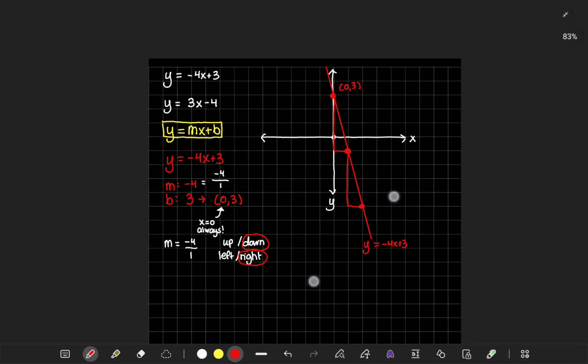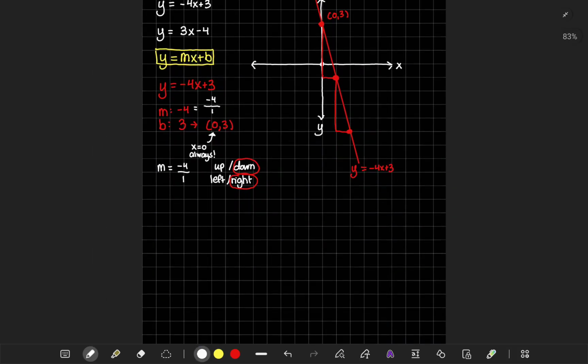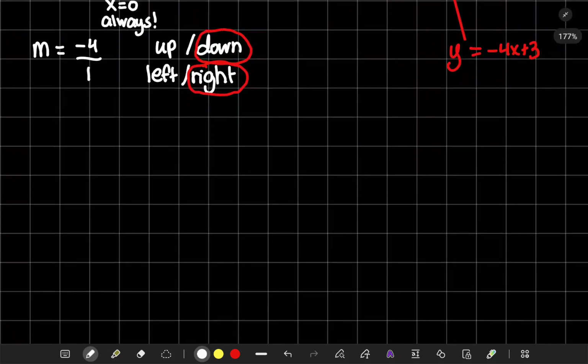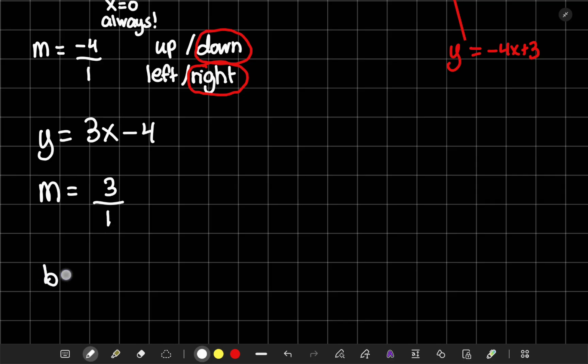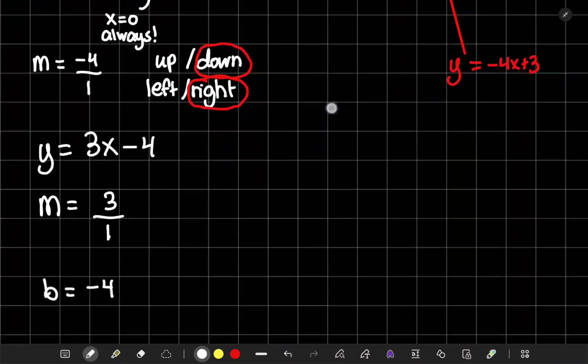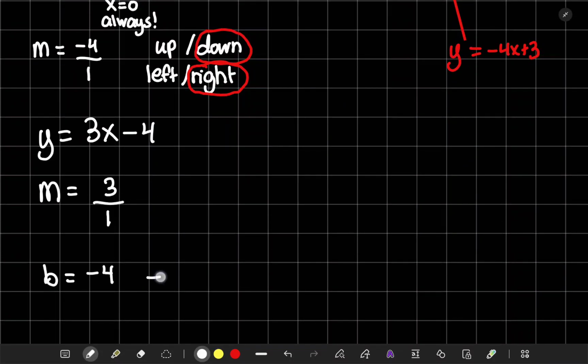Let's try the next one now. So the next one I'm going to write is y equals 3x minus 4. Again, I'm going to identify what my m and b are. My m in this case is going to be 3 over 1 because I got that from 3. And then my b is going to equal negative 4. Since b is negative 4, it always starts off with x equals 0. So I'm going to label it as (0, negative 4).